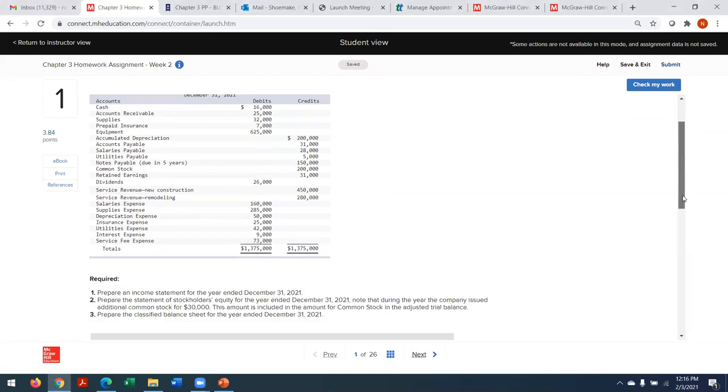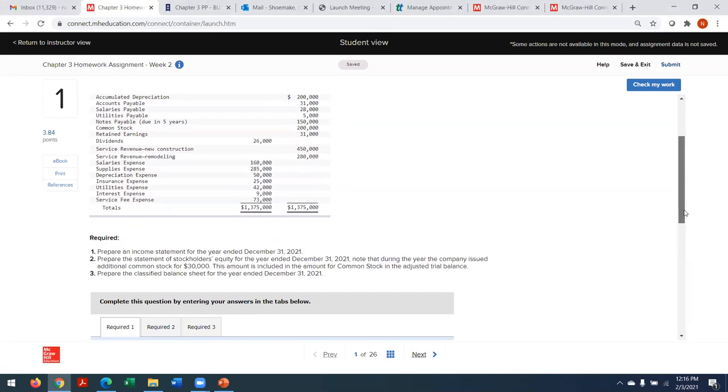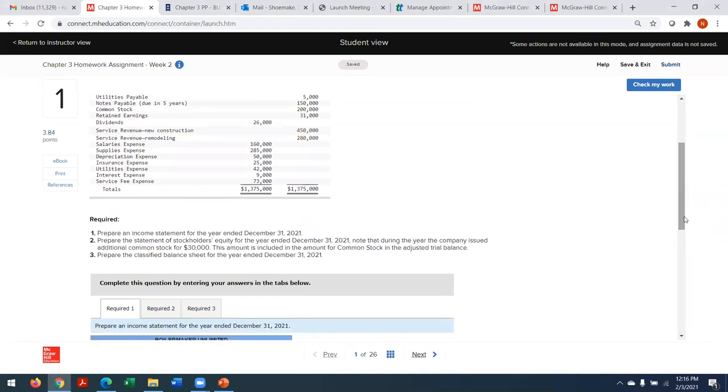Okay? We are required to prepare an income statement. Then we'll prepare a statement of stockholders' equity for the year. And then it gives us some information that says, note that during the year, the company issued additional common stock of $330,000. This amount is included in the amount for common stock in the adjusted trial balance. Then we're going to prepare a balance sheet.